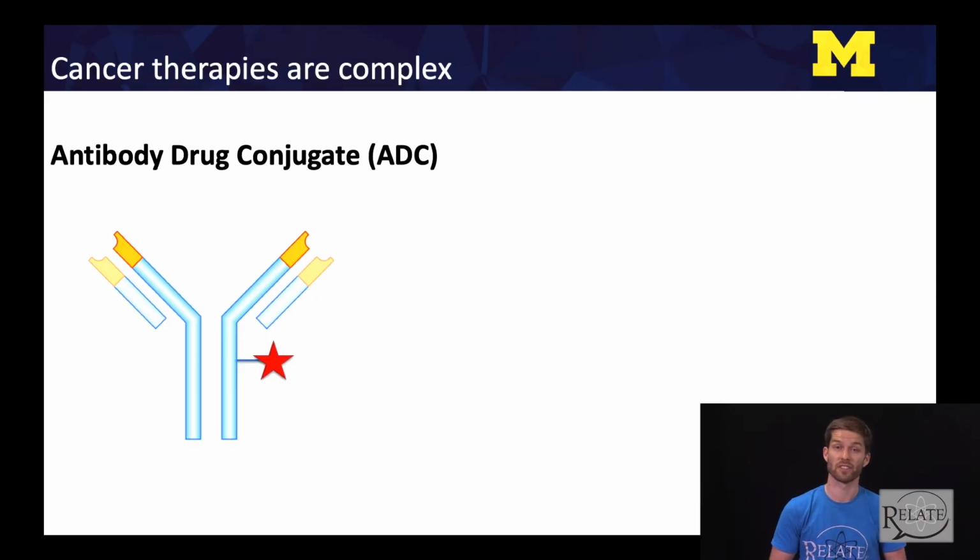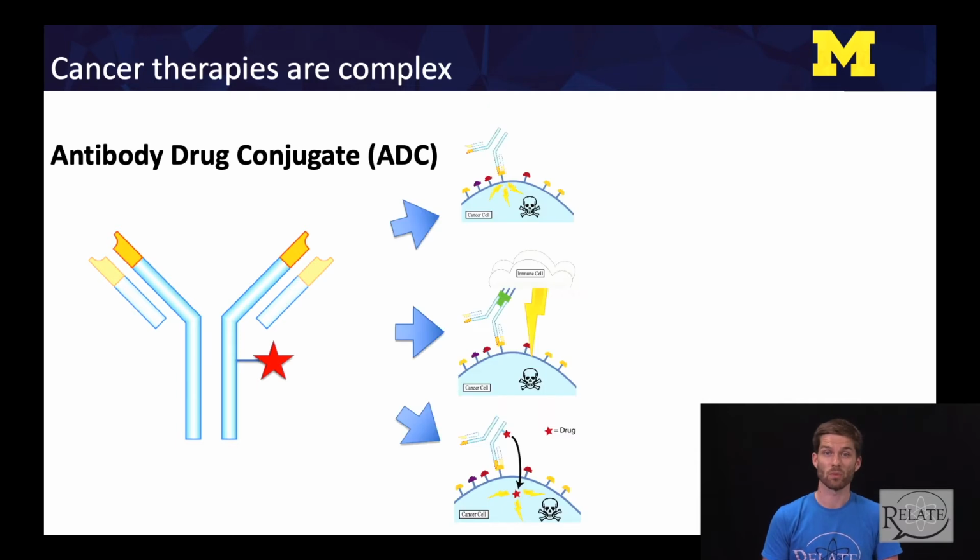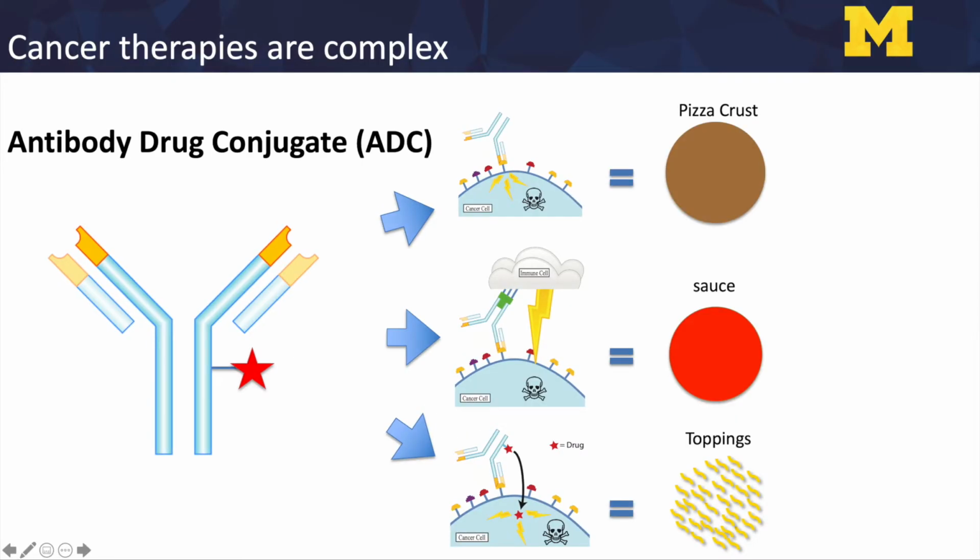My area of interest in targeted therapy is specifically antibody-drug conjugates, or ADCs. They act in three main ways, which I'm going to liken to a pizza. You have a base method, which would be the crust or the foundation that we're going to build upon. There's a secondary action, which is going to be the sauce, and then we can also add things to the antibody to make our toppings.